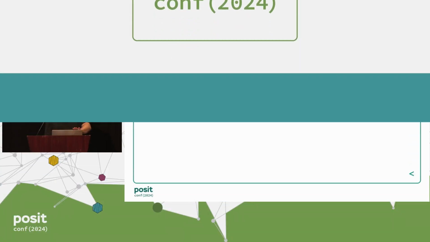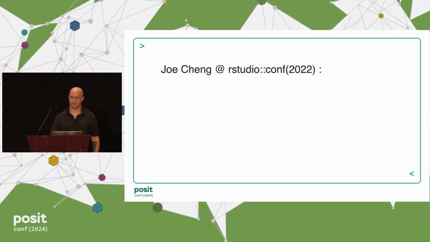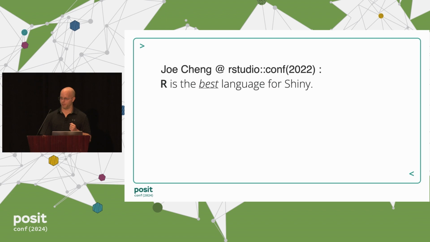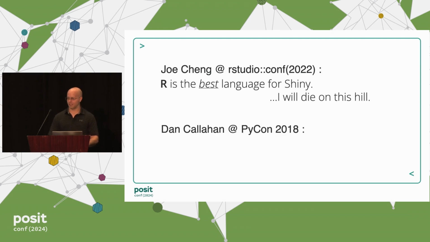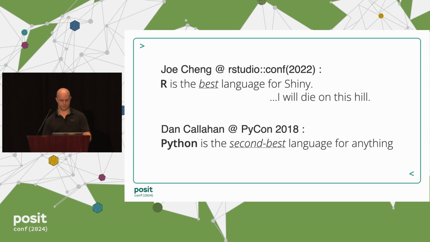So in 2022, Joe Cheng had a really powerful statement where he said, "R is the best language for Shiny, and I will die on this hill." And he was quick to mention that Dan Callahan in PyCon 2018 said Python is the second best language for anything. My name is Barret Schloerke, and I'm on the Shiny team, and I kind of believe right now my job is to kind of change their minds. So, yeah.